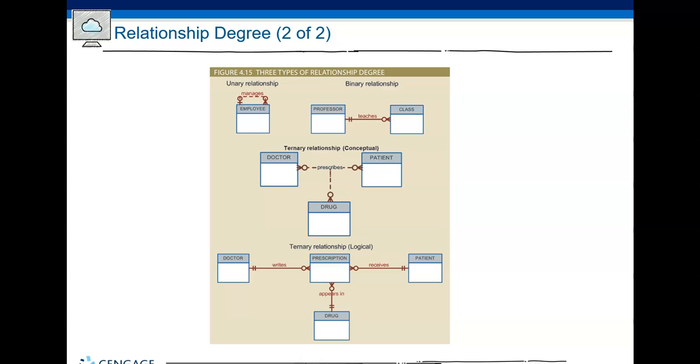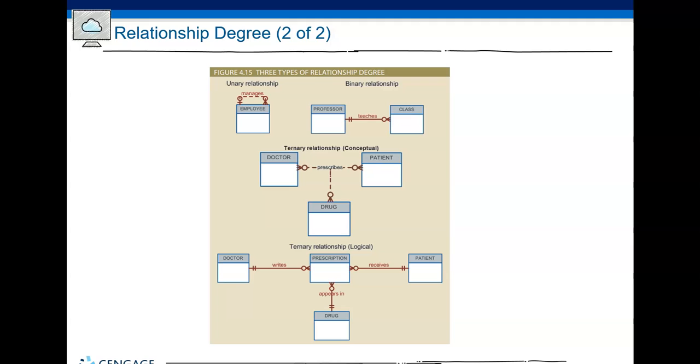These are all examples of a crow's foot model of an entity relationship diagram, showing the conceptual. They make a difference between conceptual and logical here. Logical would be like the step right before you put it in the database, where you create the table. So you'd have to create a prescription table. But these are all at the stage where you're planning, drawing a picture of how everything looks after you figure out all the rules.